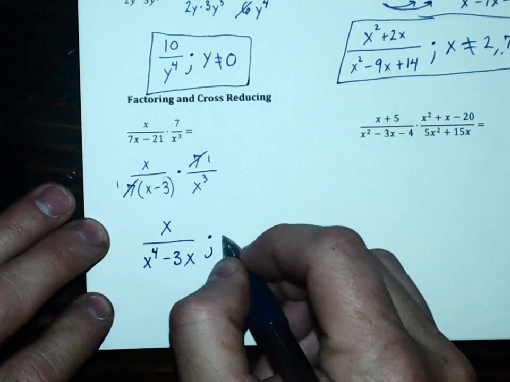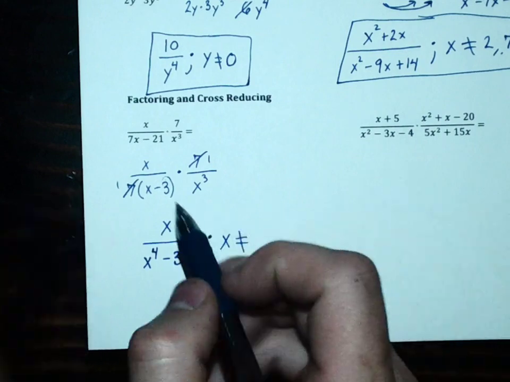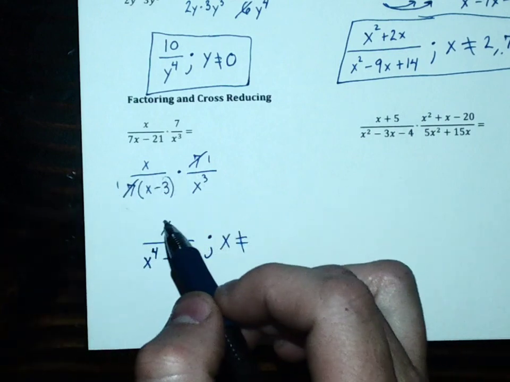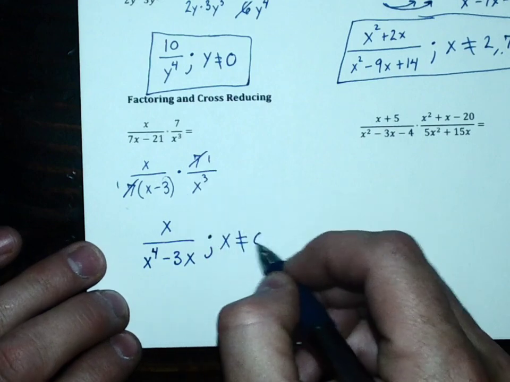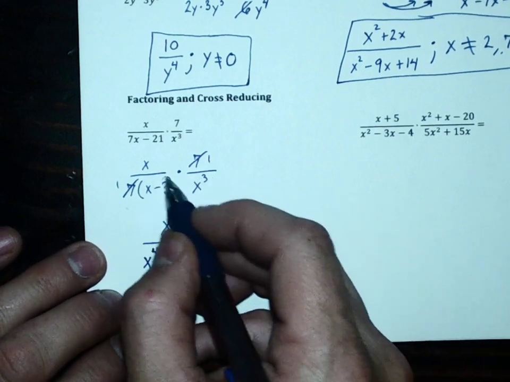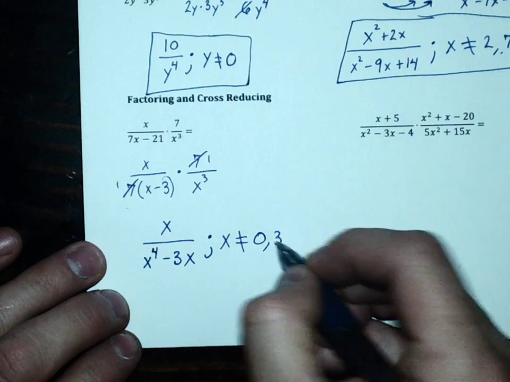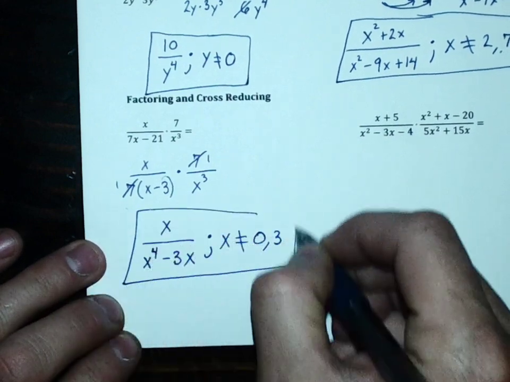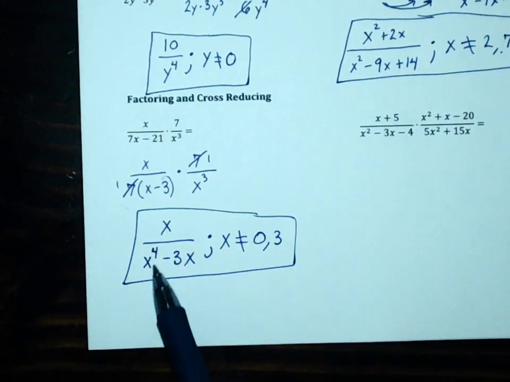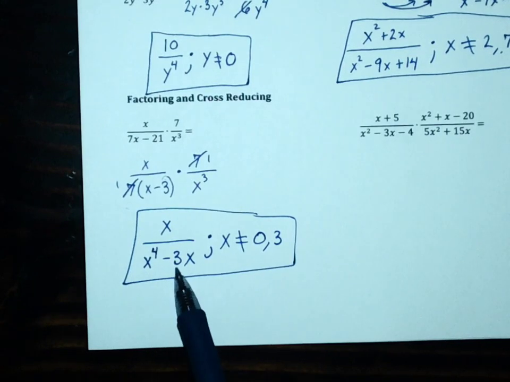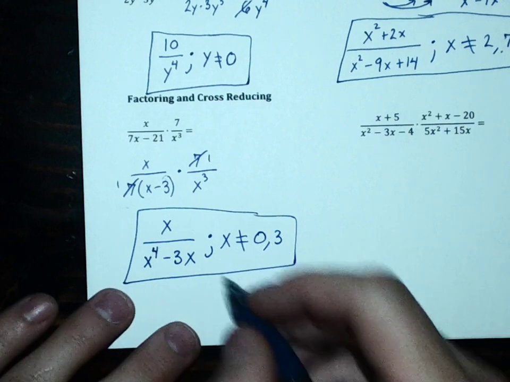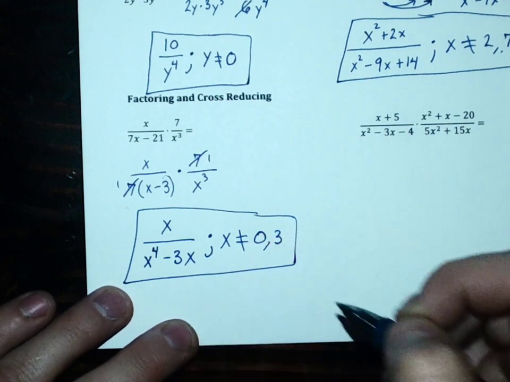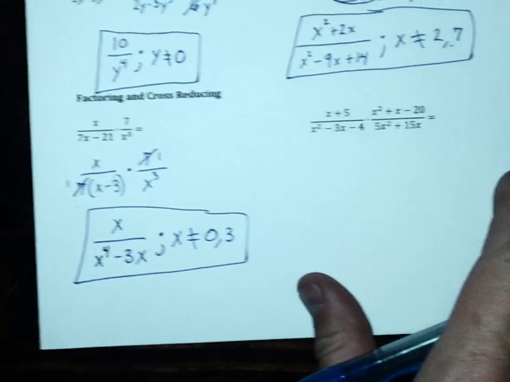State your restriction. What would make the denominator 0? Well, what makes this denominator 0? 0. And what would make this 0? Positive 3. So your answer is x divided by x to the fourth minus 3x, and x cannot equal 0 and 3. That's not a J, that's a colon. It kind of looks like a J, doesn't it?